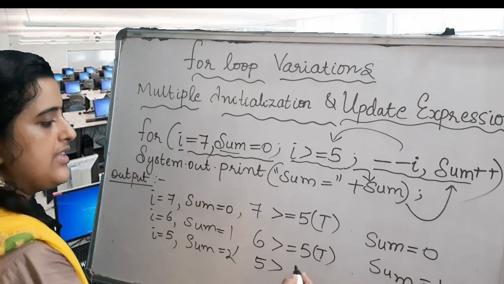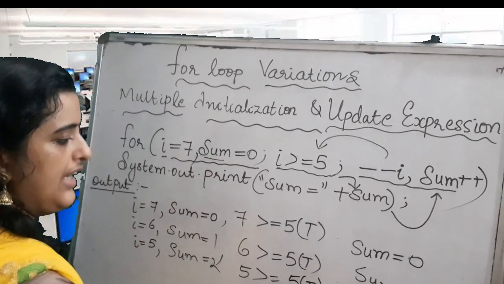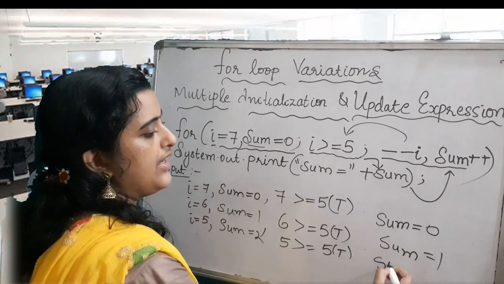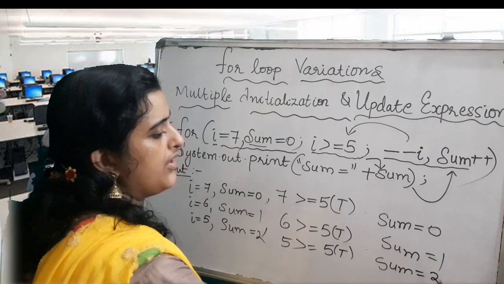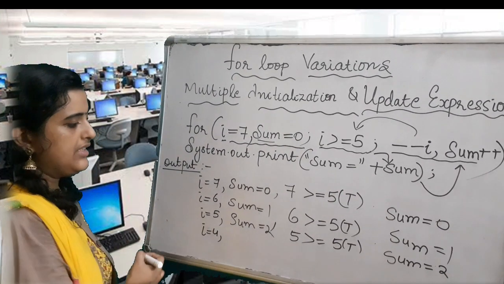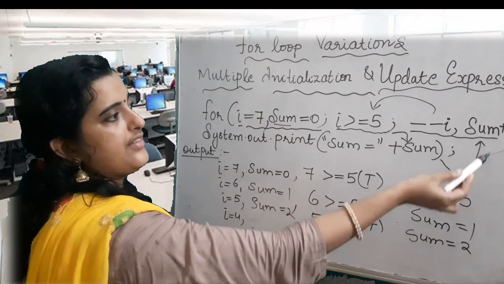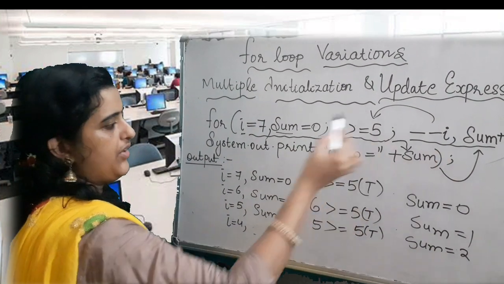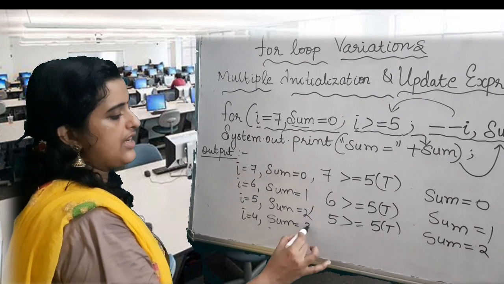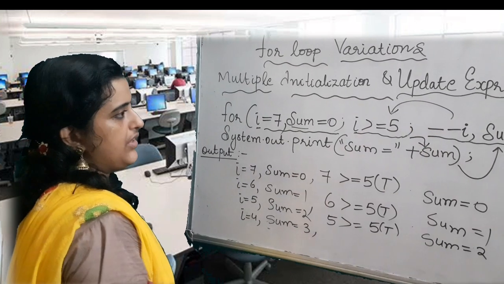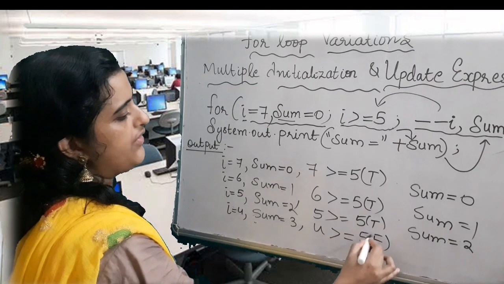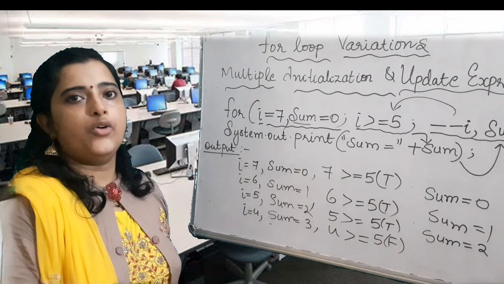So since we have given equal to here, this condition is true. So when the condition is true, we will get the output sum equal to 2. And now you can see the value of I is again decremented. So sum equal to 2 is executed, and thereafter we are moving to the updation section, and you can see the value of I becomes 4 and the value of sum becomes 3. And after updation we are moving to the condition checking section. So our condition 4 greater than or equal to 5 evaluates to false, hence our loop terminates.